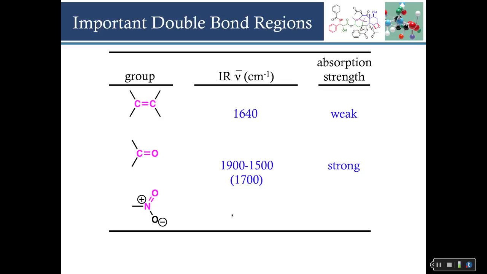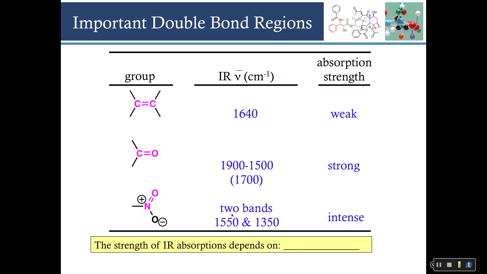And then nitro, also we have two bands again, because the nitrogen is bound to not one but two oxygens, so we're going to have the symmetric and antisymmetric stretches. And the strength of the IR depends on the dipole moment. We see a very strong dipole of a nitro group. It's a very, very strong absorption in the IR, although nitro groups are a little less common than carbonyls for us.